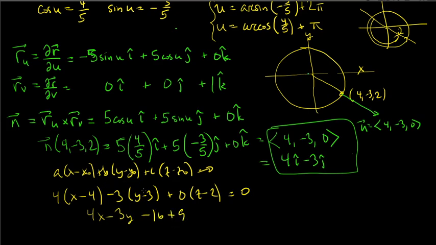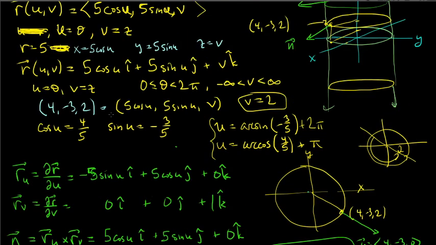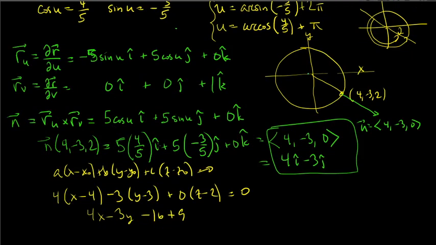Yep, negative 3 times positive 3, right? Y minus y0 is y plus 3. So I was right the first time. It is negative 9, not positive 9, equals 0. Right? Or if you prefer, 4x minus 3y minus 25 equals 0.